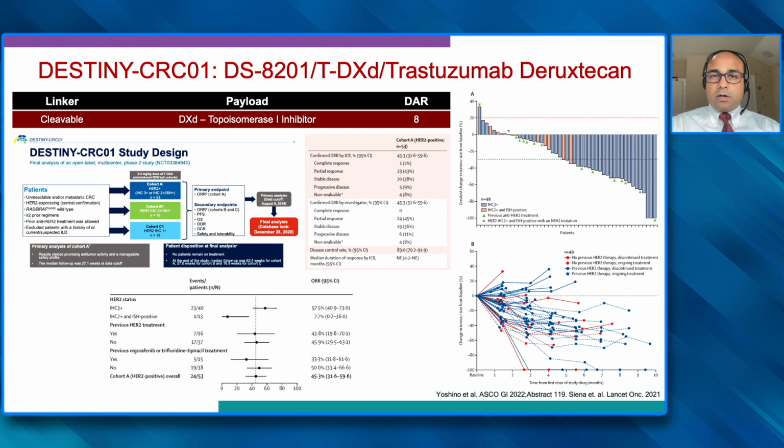In this study, I would concentrate my efforts on cohort A, because in cohorts B and C, there were no responses seen with trastuzumab deruxtecan. However, in cohort A, which were HER2 overexpressors, you can see there was a confirmed objective response rate of about 45%. Remember, this was a heavily pretreated population. In addition to that, some of these patients had also been exposed to prior anti-HER2 therapy. And even in that population, this drug had similar response rates.